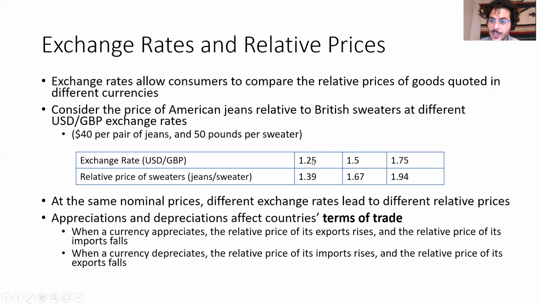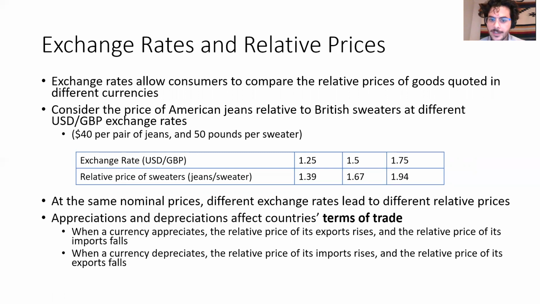Now say the pound appreciates. So the direct exchange rate rises from 1.25 to 1.5. You get more dollars per pound now. Well, in this case, the relative price of sweaters also rises. One sweater now costs us 1.67 pairs of jeans. And this is fairly intuitive.